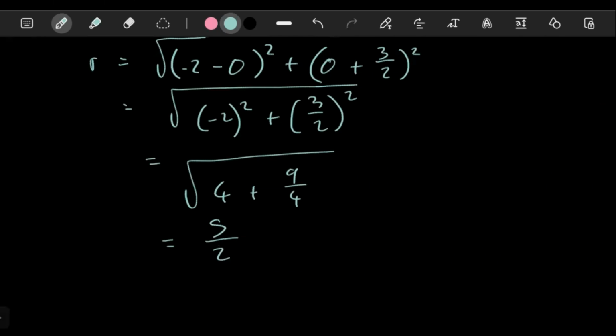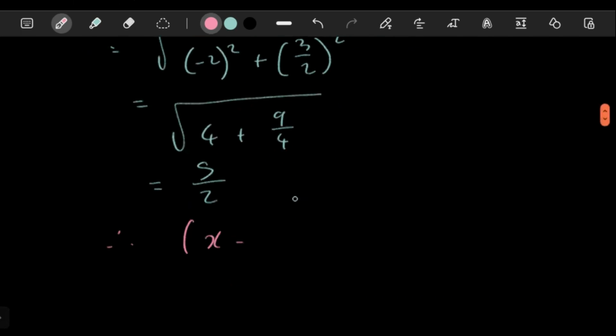So if our r is 5 over 2, it means that therefore the equation, you're going to have your x minus, remember, the x value is 0, the y value is negative 3 over 2. So because it's negative 3 over 2, you have to write it as a plus here, because you always do the opposite. But here, you just square this.